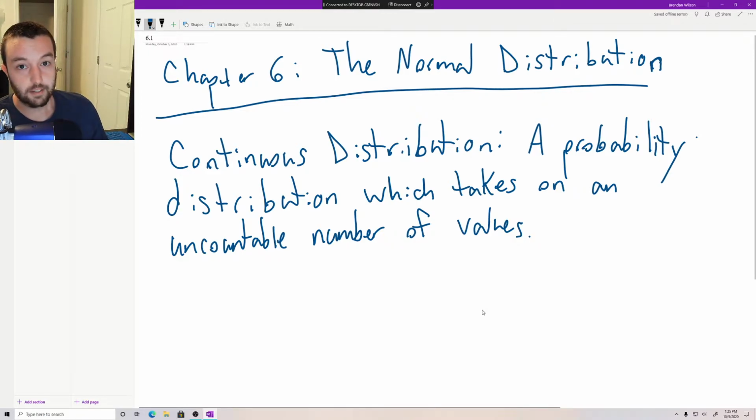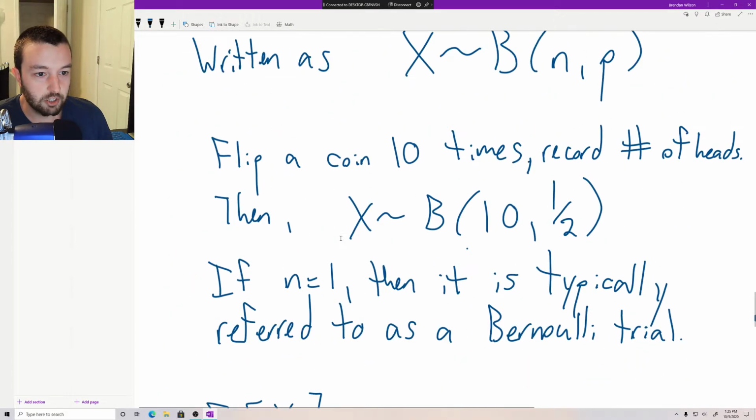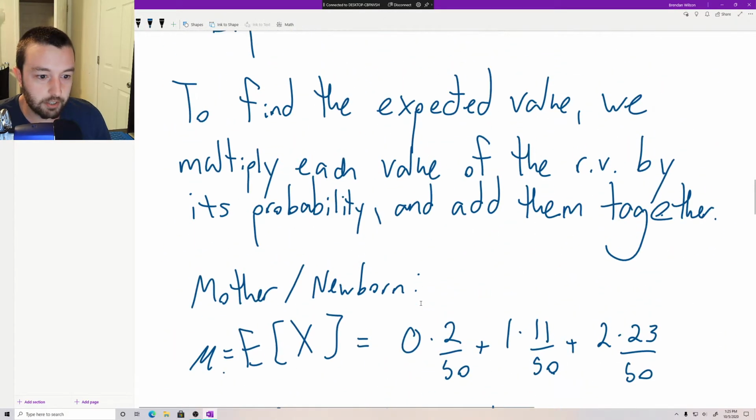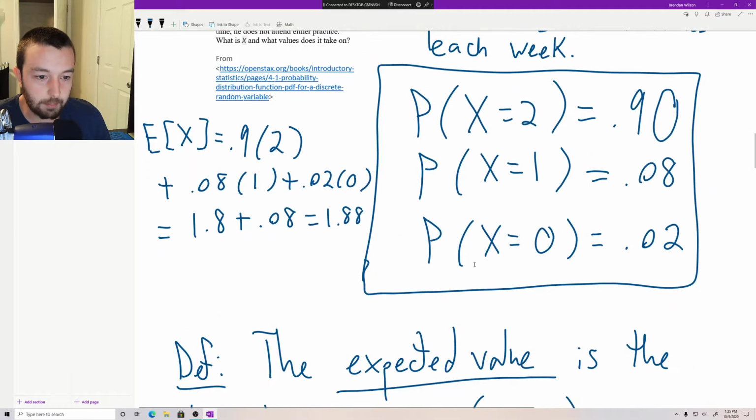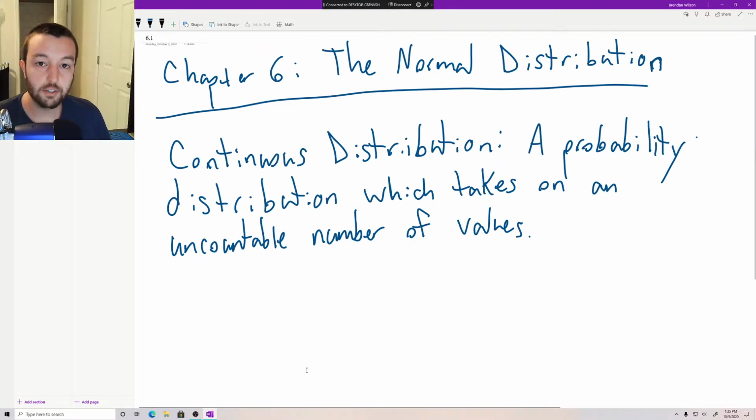So if we think back to how this is different from a discrete distribution, if we look back at what we were talking about in chapter 4, with a discrete distribution, we could make a table like this one right here, where we list out all of the values. Like this one has 3 possible values. So we were able to list out all of them. With a continuous distribution, we could never do that because there wouldn't just be 3 of them. There's always going to be an uncountable number of them.